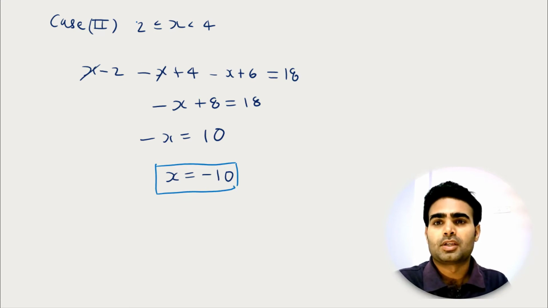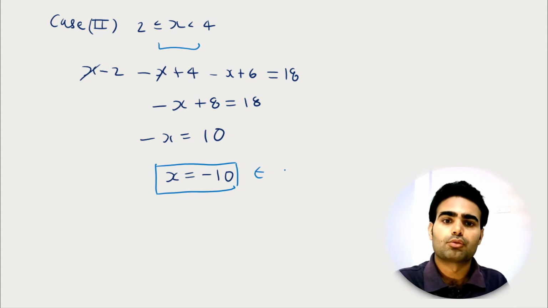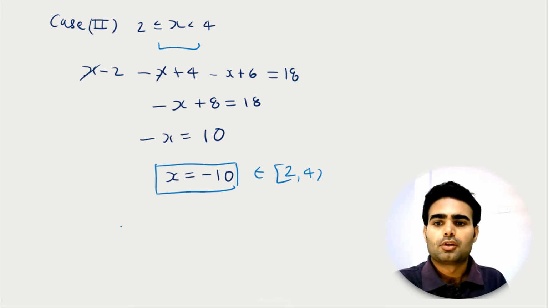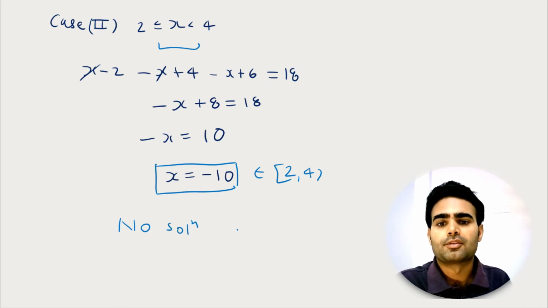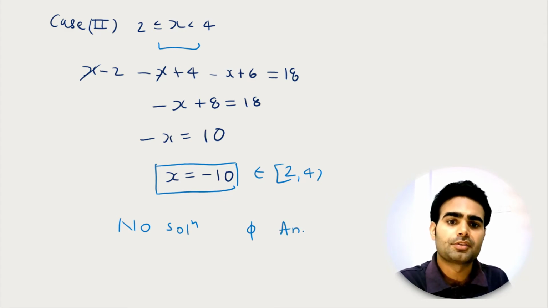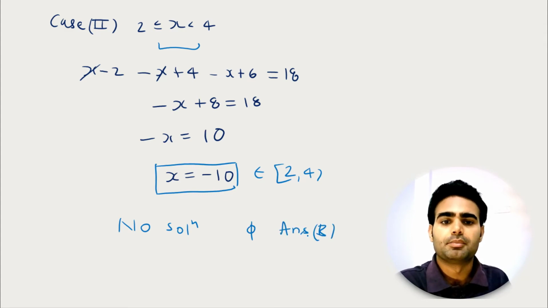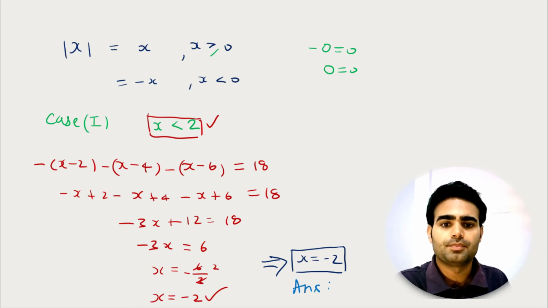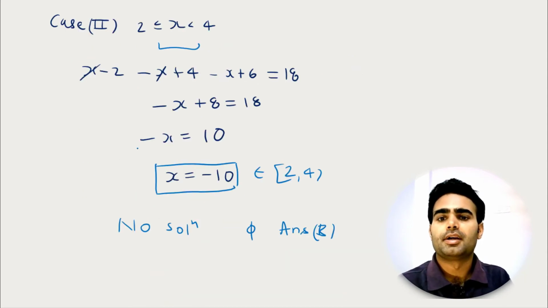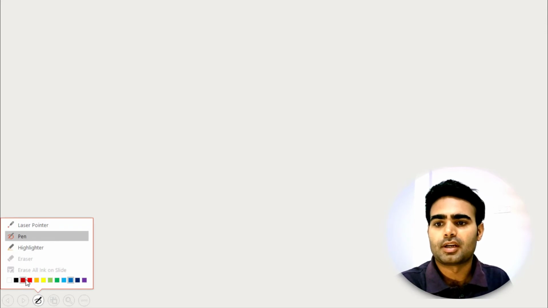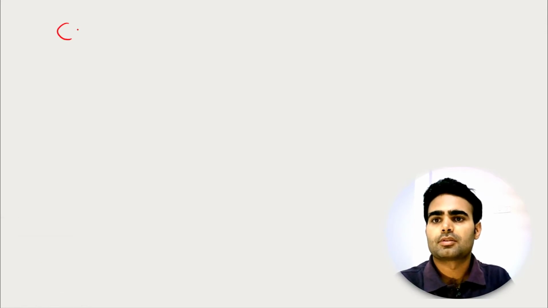Now you can check the interval. x should lie within 2 to 4, but this minus 10 does not belong to the given interval, so this value is rejected. So there is no solution for this case. We got nothing. No solution means our answer will be the null set. This is the answer for case B, and this is the answer for case A. Now let's proceed to the next case. So I am selecting another case, case number 3.